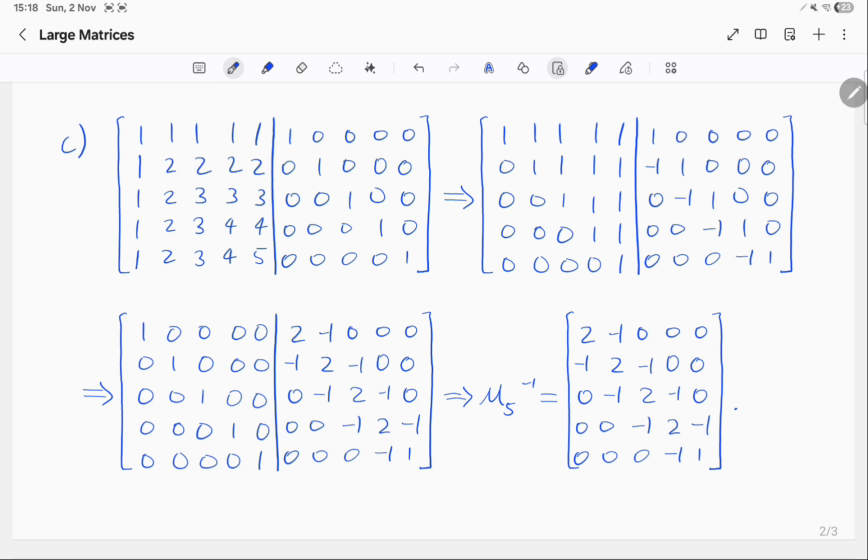Here, we can take away 1 of row 2 from row 1, then take away 1 of row 3 from row 2, etc., and this gives a right-hand side of 2, negative 1, 0, 0, 0, negative 1, 2, negative 1, 0, 0, 0, negative 1, 2, negative 1, 0, 0, 0, negative 1, 2, negative 1, and 0, 0, 0, negative 1, 1. This means that the inverse of M5 is, in fact, just the same as the right-hand side, since the determinant is 1.